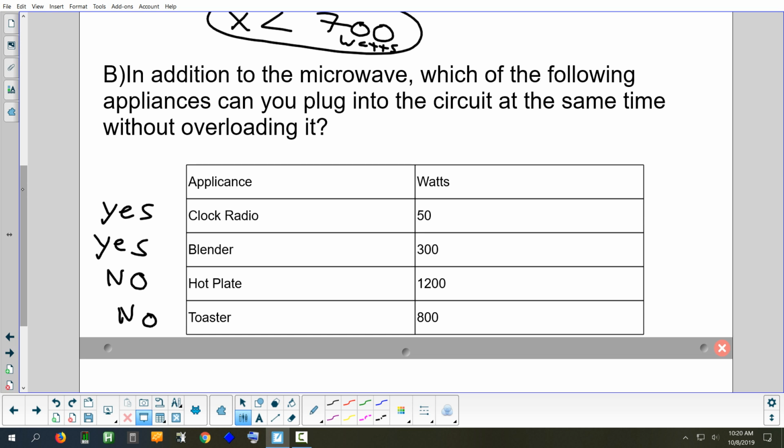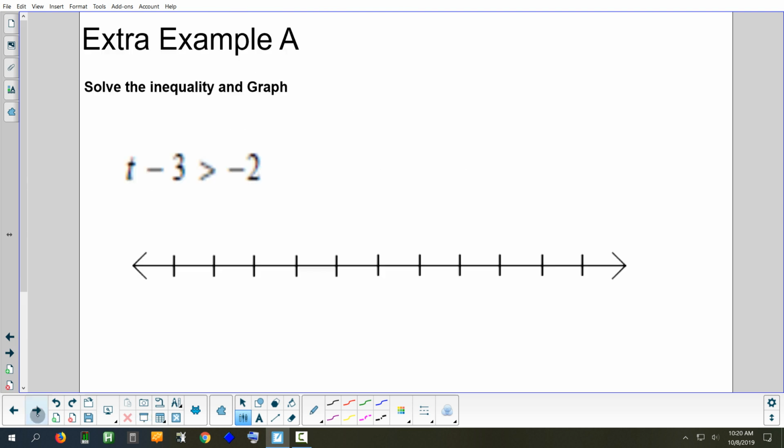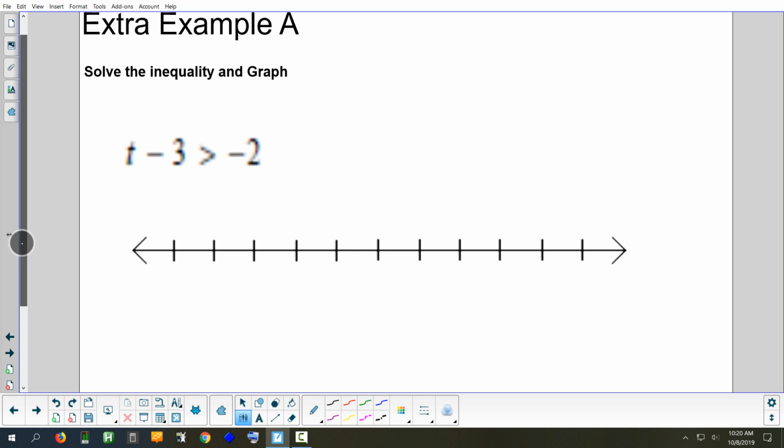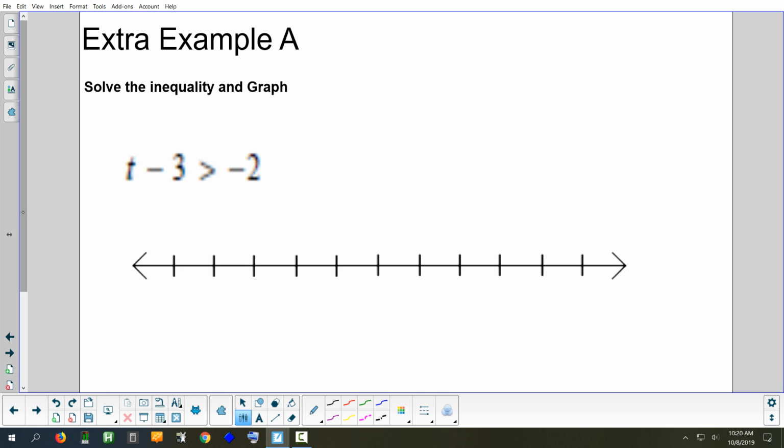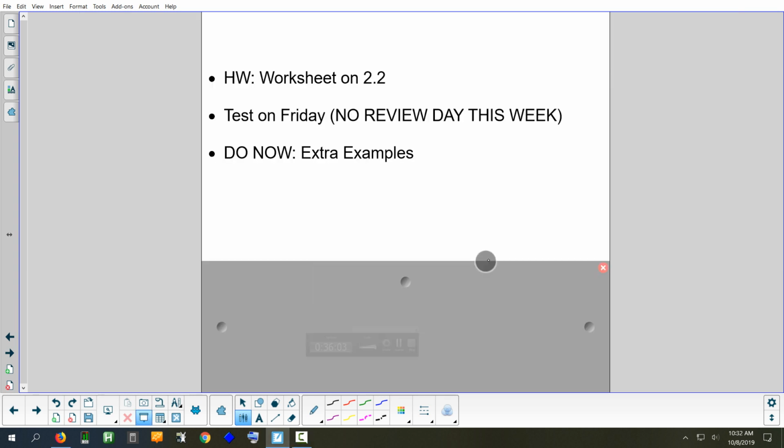Okay. Any other questions on this one? So we'll try these extra examples. You've got some room on your notes. Take a minute. I'm going to try to put them all on the screen at the same time.